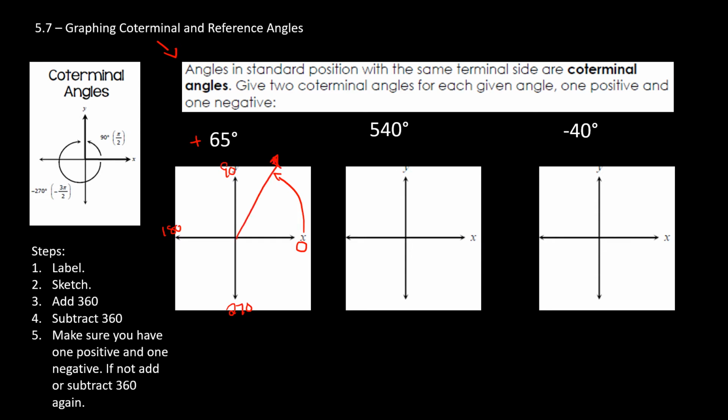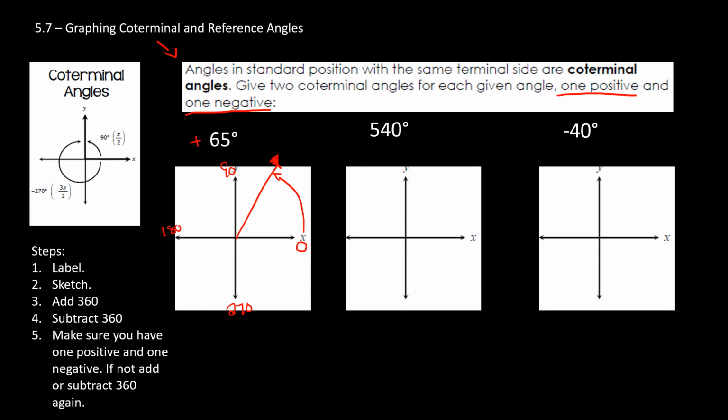So we're looking for coterminal, which is just another way of saying same position, just different value. And we're going to be wanting to focus on one positive value and one negative. So I've labeled, like we've done there, and I've sketched. So how do we get this? Well, we know that one rotation is 360 degrees.